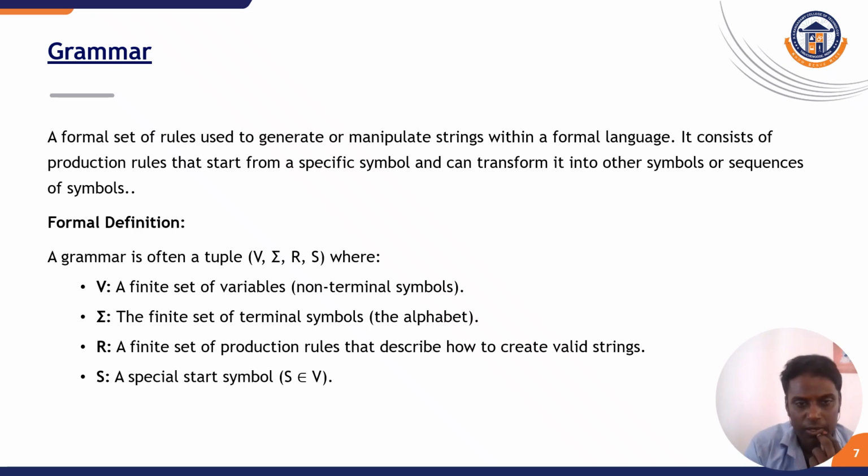Then, what is a grammar? A formal set of rules used to generate and manipulate strings is called production rules. With these specific symbols and transitions, we can build sequences of symbols. The formal definition of a grammar is a tuple of 4: V, sigma, R and S, where V is a finite set of variables or non-terminal symbols. These variables are placeholders which will be replaced by terminal symbols. Sigma is a finite set of terminal symbols. R is a finite set of production rules that describe how to create a valid string. By following the production rules only, we generate the language. And S is the start symbol, the special symbol to start the grammar.